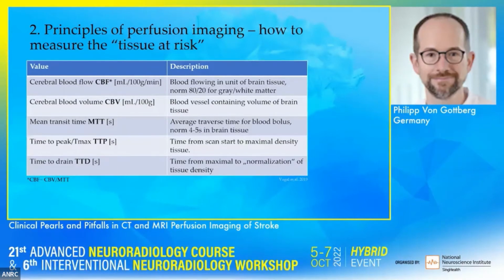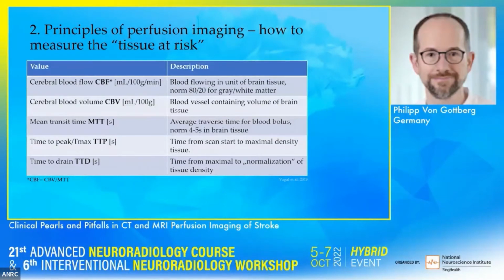So the first two, the cerebral blood flow and the cerebral blood volume, are the main parameters for identifying ischemic core and tissue at risk. They are both measured in milliliter per 100 gram per minute for the flow and milliliter per 100 gram for the volume. And then we have the timely parameters, which are the mean transit time, time to peak, time to drain. Mean transit time meaning the mean blood flow through the investigated organ. In this example, it's brain tissue. Normal values would be 4 to 5 seconds in brain tissue.